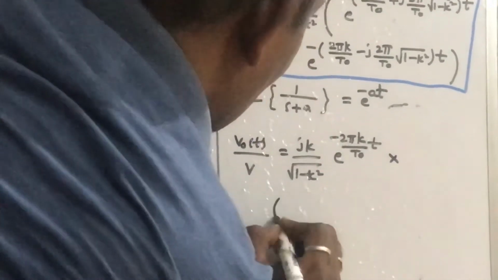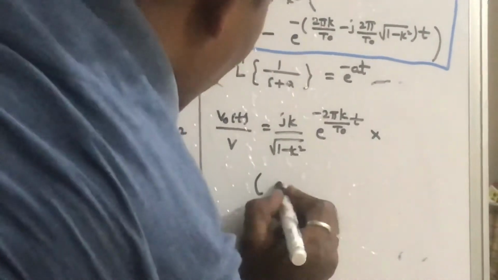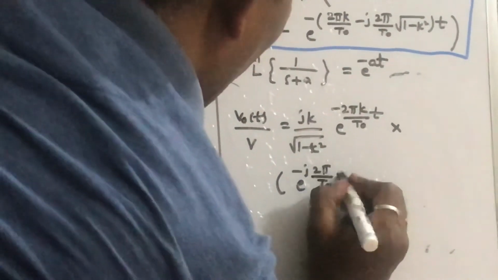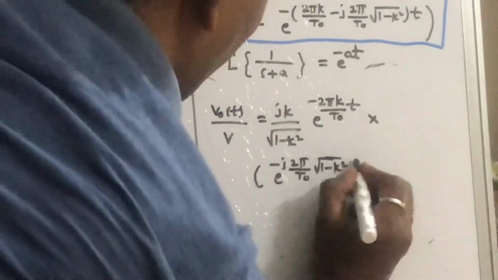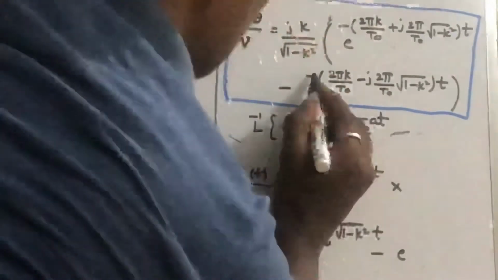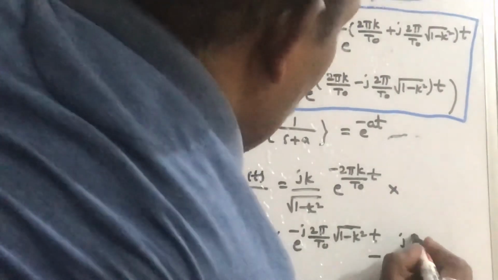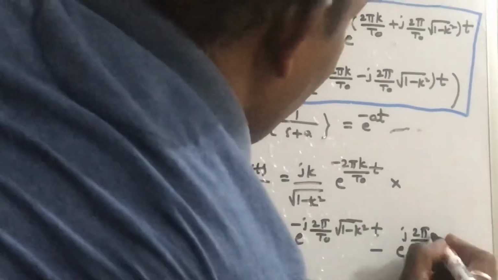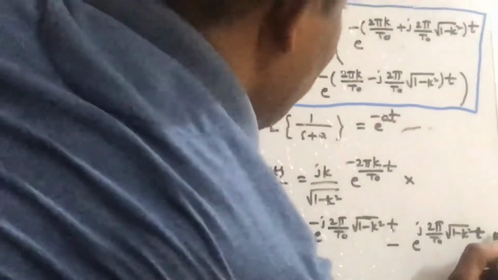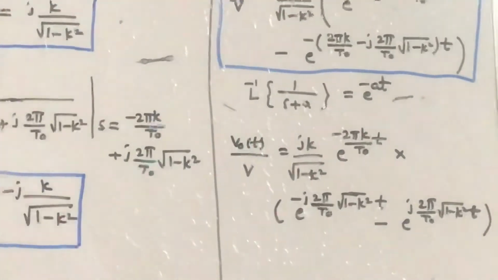Multiplied by, the rest of the term is e power minus j 2 pi by t naught into square root of 1 minus k square into t minus e power j, minus into minus plus, j 2 pi by t naught into square root of 1 minus k square into t. So this is the term we get.